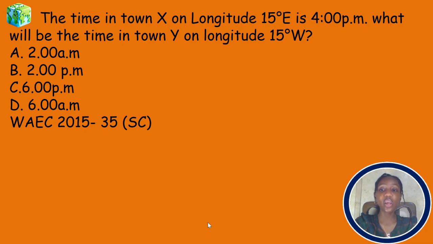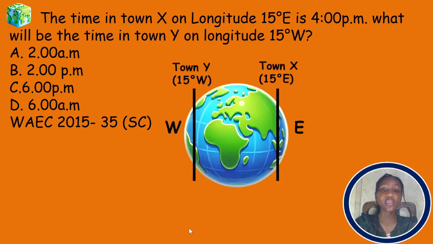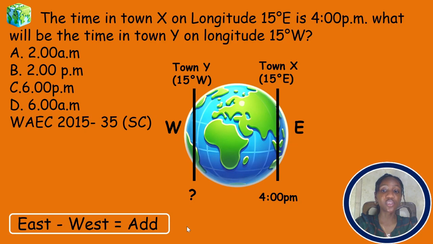So let's draw two lines to indicate the longitude of the different towns. In town X, the time is 4 p.m., while the time in town Y is our unknown. So in exam, you can represent it like this, but without the earth in the background. You can just draw the two lines and write the towns and times the way I did. So now both of the places are located in different hemispheres. So that means the principle we're going to make use of is addition.